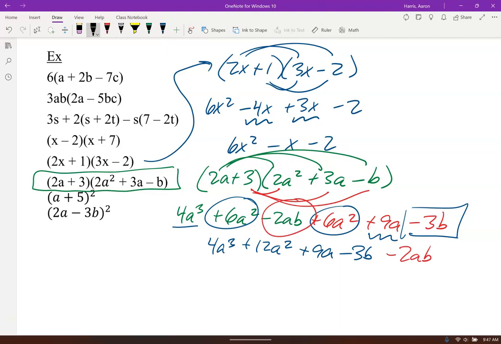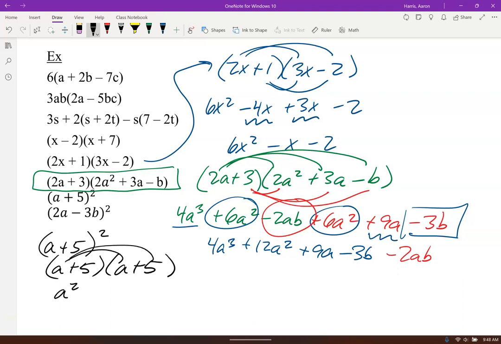All right, next one, a plus 5 quantity squared. A plus 5 quantity squared means there's two of those. So we go a times a, a squared. A times 5, 5a. Inner, 5 times a. And last, 5 times 5. Combine like terms.